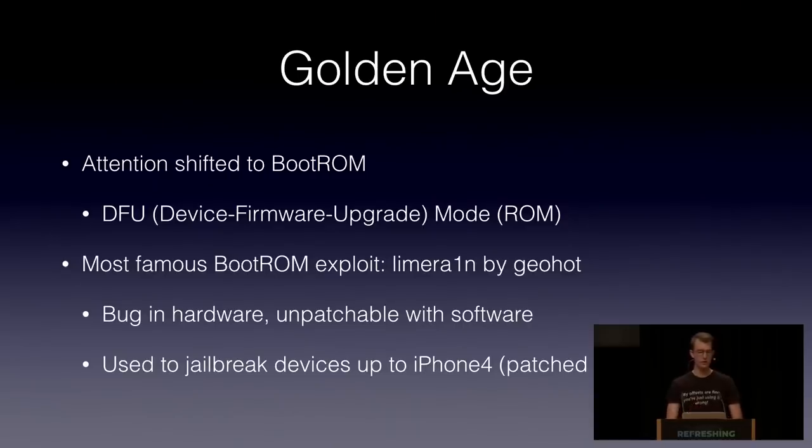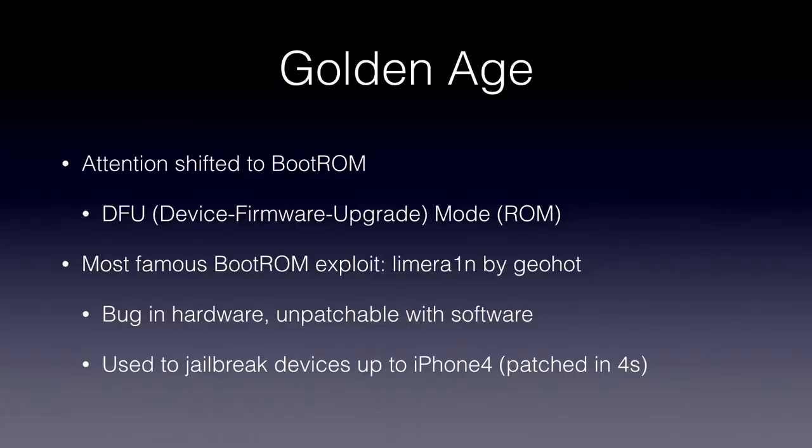So then, going to the golden age, the attention shifted to the boot ROM. People started looking at the boot process, and they found this device firmware upgrade mode, which is a part of ROM. The most famous boot ROM exploit was LimeRain by GeoHot. It was a bug in hardware and was unpatchable with software. This bug was used to jailbreak devices up to the iPhone 4.